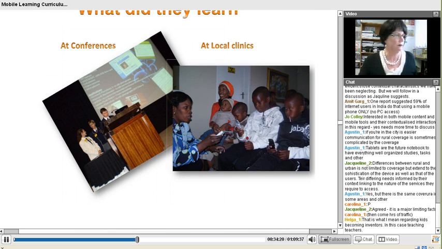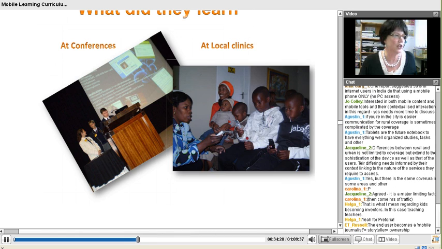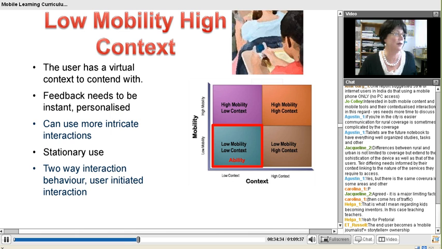What did they learn? Well, they presented their work at conferences, and they passed this on to local clinics where the sisters shared it with patients there. Yeah, mobile journalists, absolutely true. They become mobile journalists.